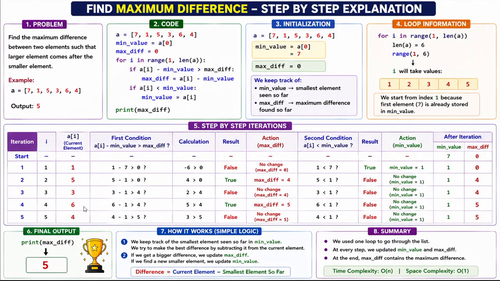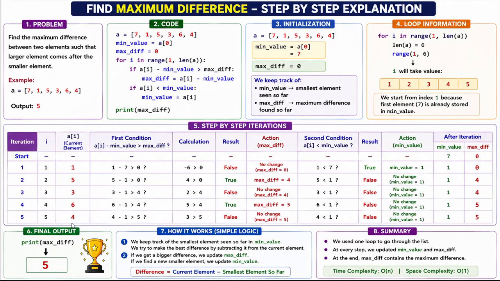Iteration 4. a of 4 means 6. 6 minus the minimum value 1 is 5. 5 greater than 4, true. So the maximum difference becomes 5. Now check the second condition. a of 4 is 6, and the minimum value is 1. 6 less than 1, false. So there is no change here. Again, the minimum value is 1, and these are the updated ones: 5 and 1.